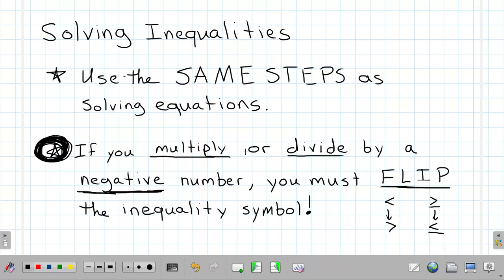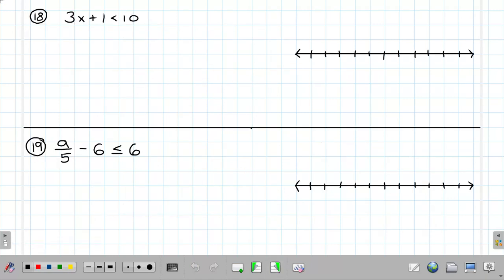Well, it's kind of hard to tell until we look at some examples. So let's jump into the examples, and I'll show you what I mean when I multiply or divide by a negative number. What does that really mean? Well, let's look at number 18. Here we've got 3x plus 1 is less than 10. Just to show you, if I got rid of this less than symbol and put an equal symbol in there, that looks pretty familiar. That's just a two-step equation that we would solve the exact same way as any two-step equation we saw before.